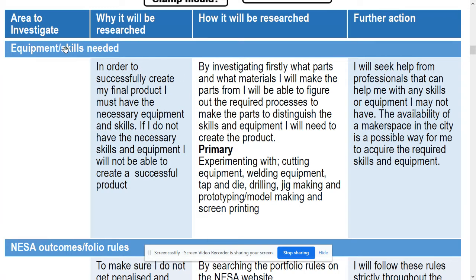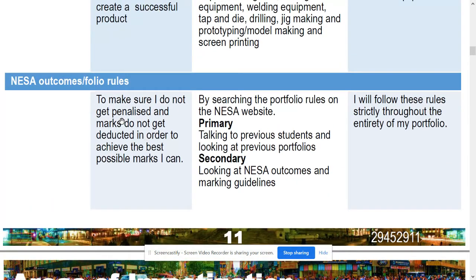So in this particular case, and remember this is a few years old, and some people who will be marking your folio would definitely do it a bit different, but this is one way. Hopefully it gives you an idea. So first of all, I did the equipment and skills needed. NESA outcomes, this is not that important, but that's what we're following. So he wanted to make sure that he didn't get penalised or get deducted marks. I think it's pretty important.